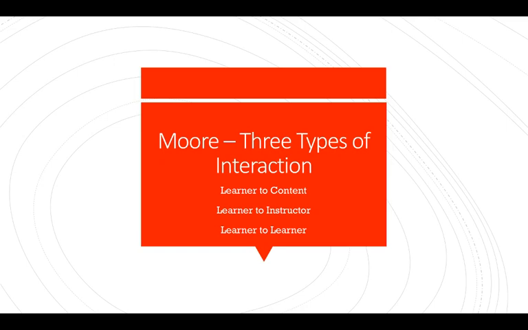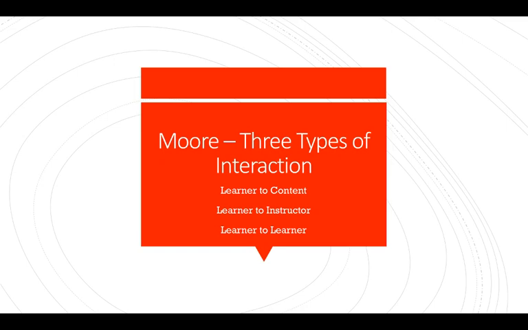Now, Moore's three types of interaction, as he talked about this, it's a way to describe online learning, but I think also it's a way to maybe evaluate the online learning experience. And if we evaluate the online learning experience that happens here, we can think about, is there sufficient learner to content interaction? Is there sufficient learner to instructor interaction? And is there sufficient learner to learner interaction for the learning to happen?